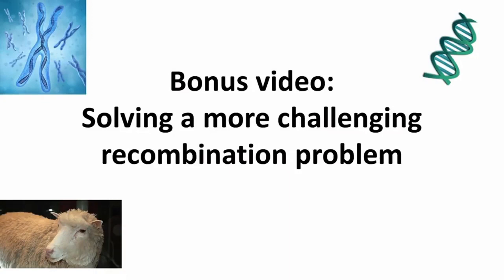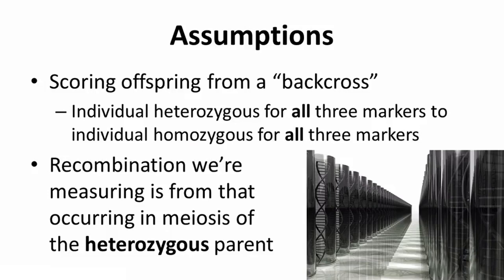Let me start with a few assumptions. The assumption we'll be looking at here is that we're scoring offspring from a back cross. This is a key word here. So a back cross is a pairing between an individual that is heterozygous for all three markers that we're looking at and another individual that's homozygous for all three markers. The offspring from this are called the back cross offspring or back cross progeny. And those are what we're scoring.